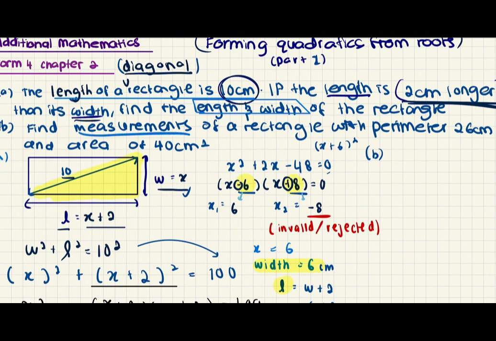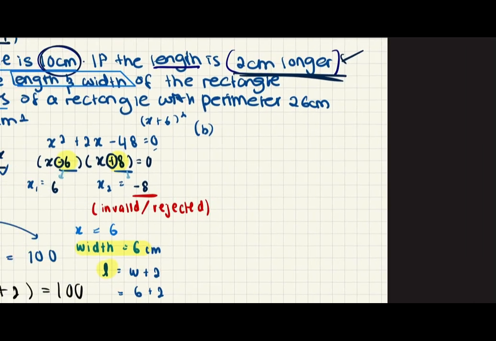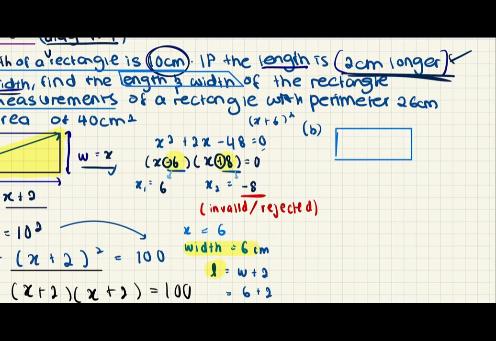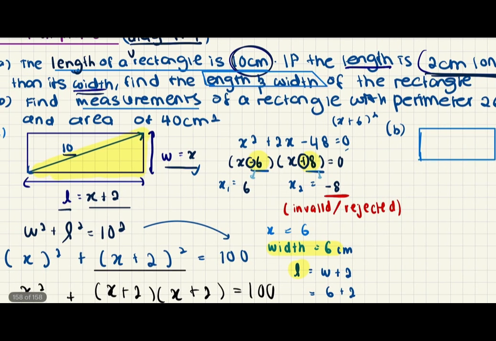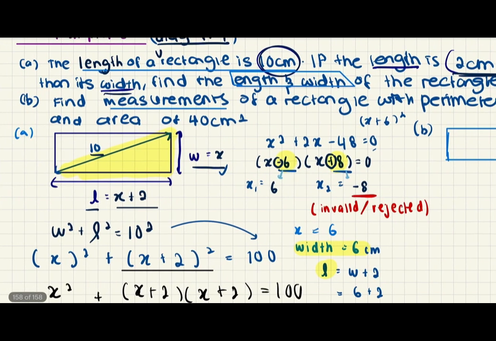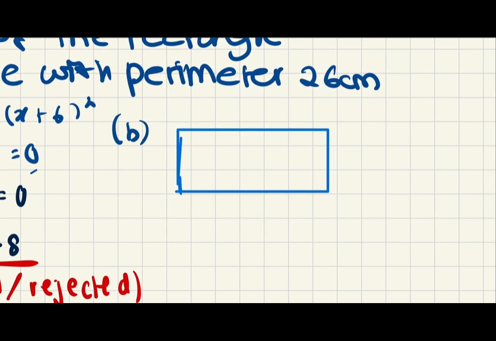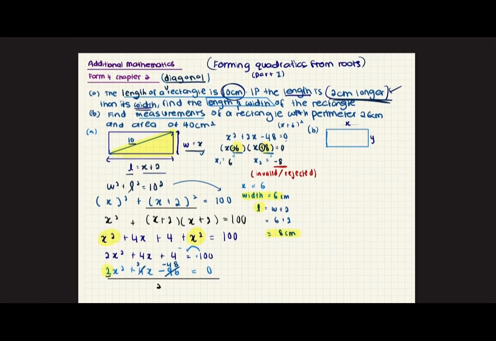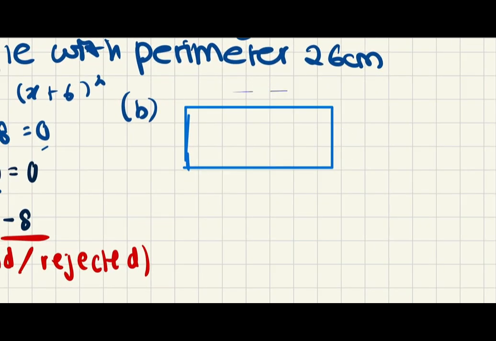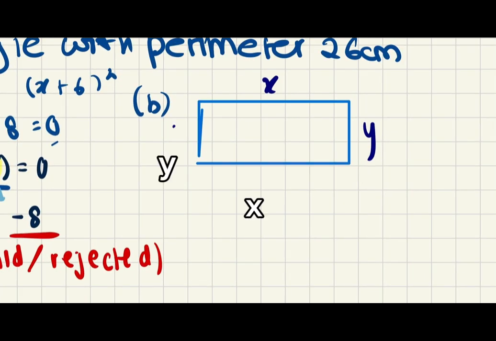Find measurement. When they ask you to find measurement, they want the length and also the width of a rectangle. So let's once again draw the diagram, with perimeter 26 centimeters and area 40 centimeters. First I want to label things. We don't know the length or the width, so label the width as x and the length as y.